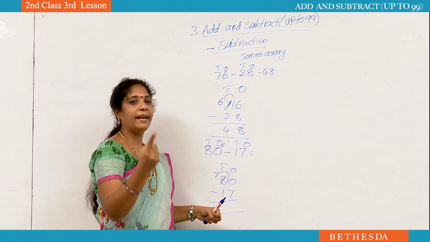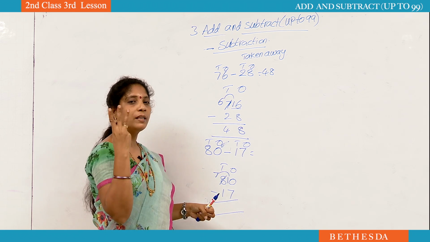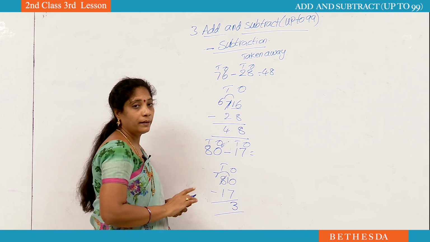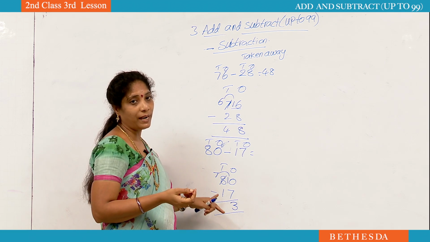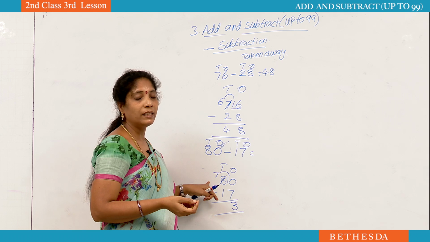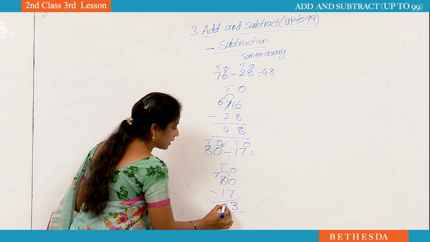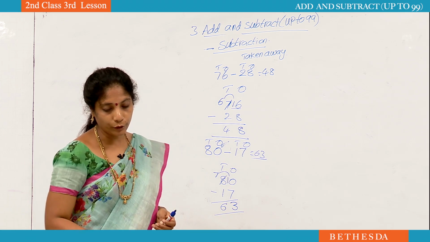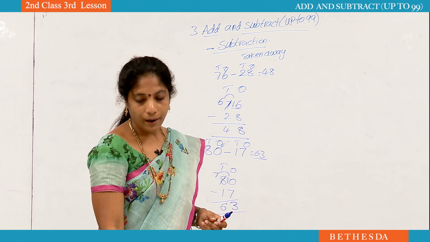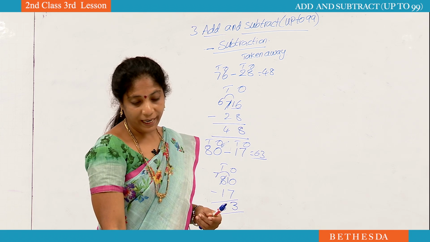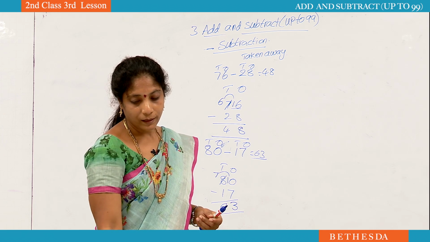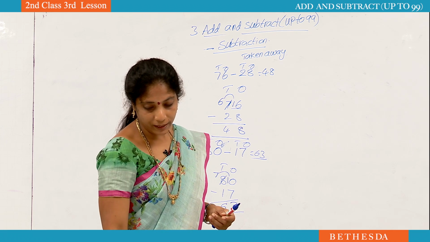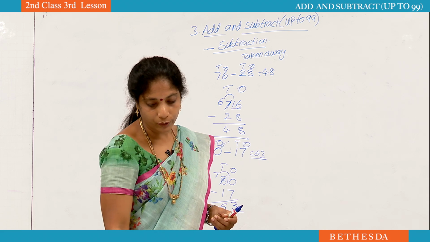7, after that 8, 9, 10. How many fingers did we open? 3. Now 7 minus 1. We already know, if you subtract 1 from any number, we will get that number's before number. 7 minus 1 is equal to 6. Answer is 63. Like that you have to do borrowings. By this you can complete page number 59, activity 3.13, and 3.16, 3.17 also.